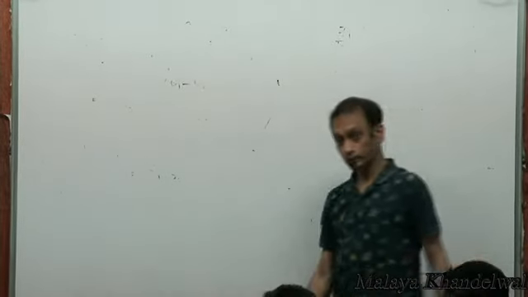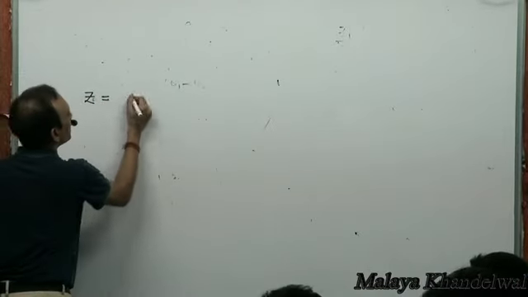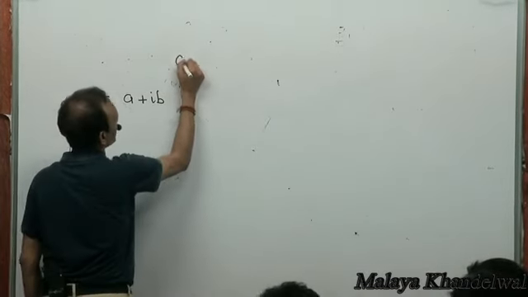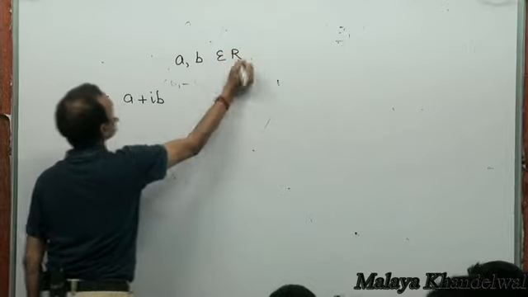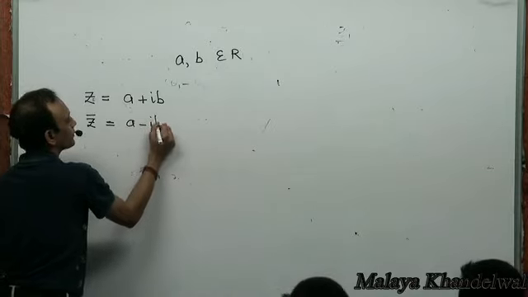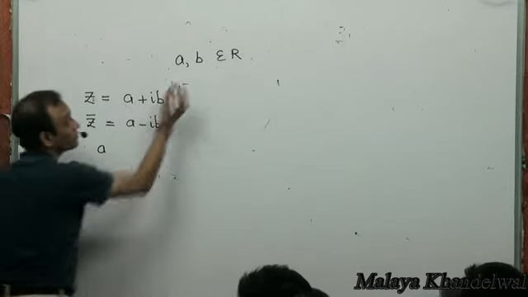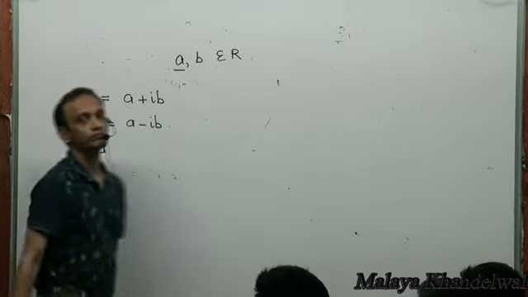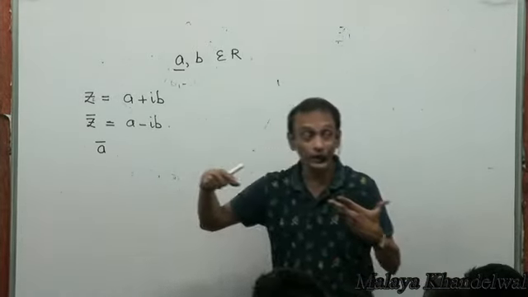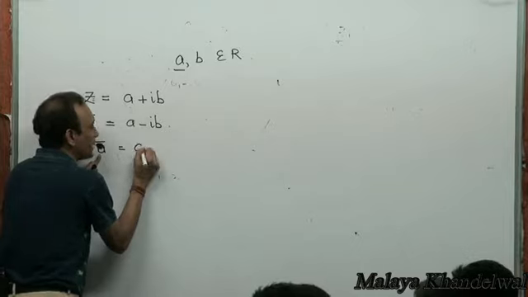Now, if Z, which is A plus iB, is a complex number, where A and B are real numbers, then like I said, Z bar is going to be A minus iB. Now if A is a real number, then what would be the bar of A? If A is a purely real number, it will be A itself. Bar of a purely real number would be the number itself.